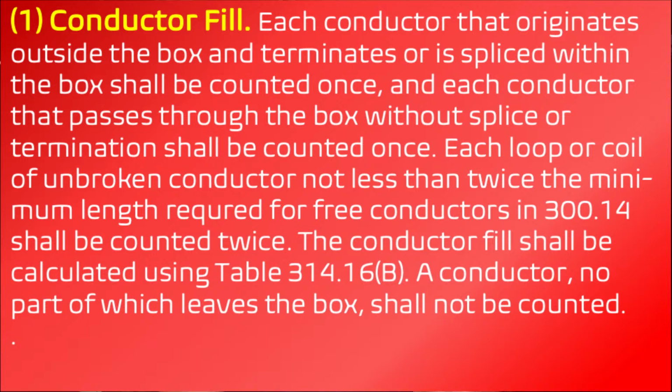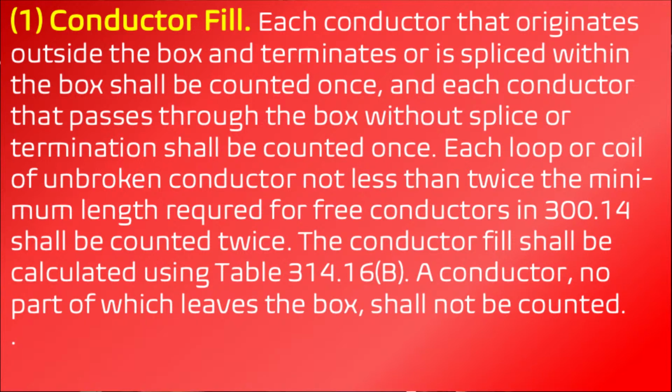All right, conductor fill. Each conductor that originates outside the box and terminates or is spliced within the box shall be counted once. So basically you put the wire in the box, it is counted as one conductor if it's spliced in the box. So if you were to take a conductor, let's say in conduit, and you were to run it through the box and not splice it, it's still one conductor. There is an exception, but generally it's still one conductor. But if you cut it, now you have 2 conductors, so keep that in mind.